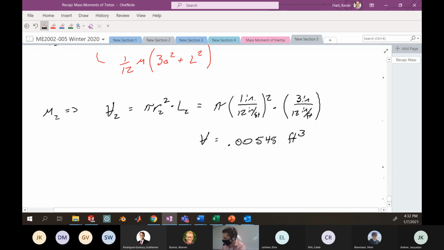I'm not going to beat this to death. We'll just get to the final answer here. The mass is going to be the weight normalized by gravity, where the weight is the specific weight, typically given as gamma, multiplied by the volume, divided by the gravitational constant. We already went through this. You'll work out that one of these cylinders has a mass of 0.0829 slugs.